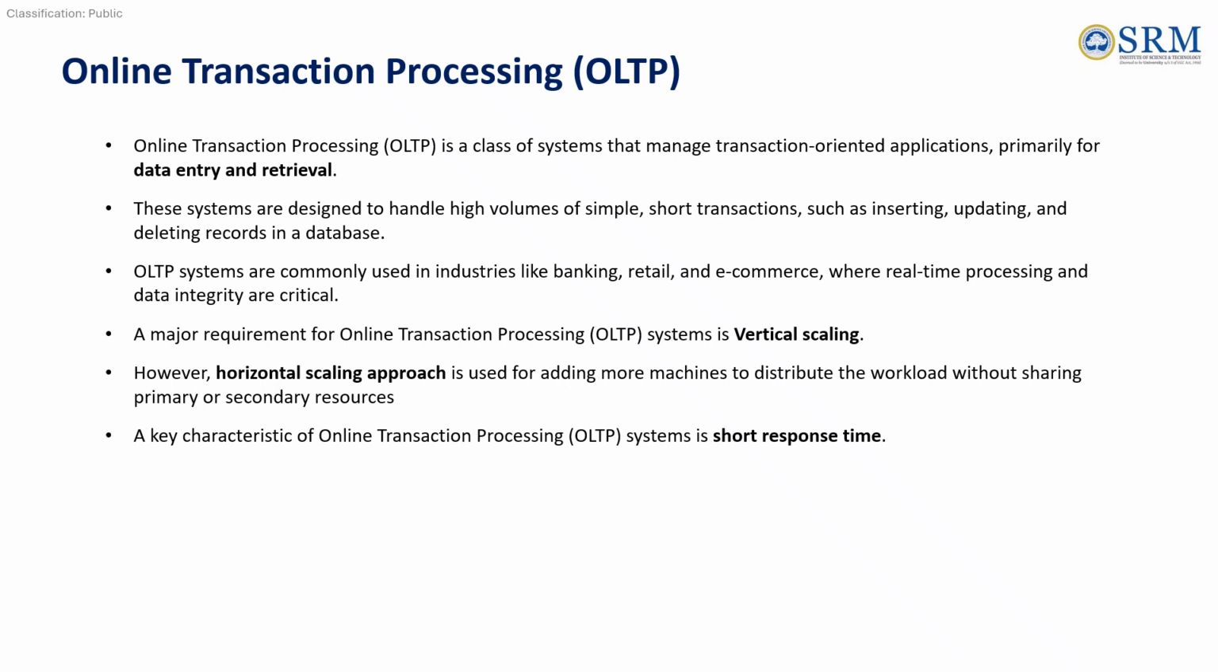Traditionally, OLTP systems often depend on vertical scaling where system performance is improved by increasing the power of a single machine such as adding more CPU or memory. However, modern cloud systems also use horizontal scaling where additional machines are added to distribute workloads across multiple servers without sharing primary resources. Overall, OLTP systems focus on fast, reliable, and consistent transaction processing for real-time applications.